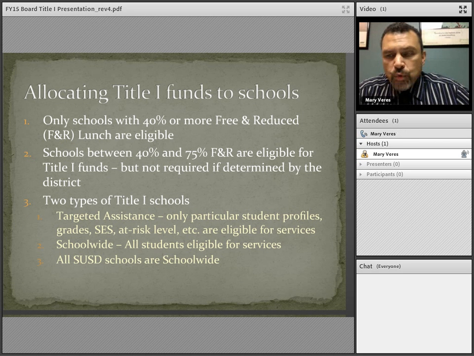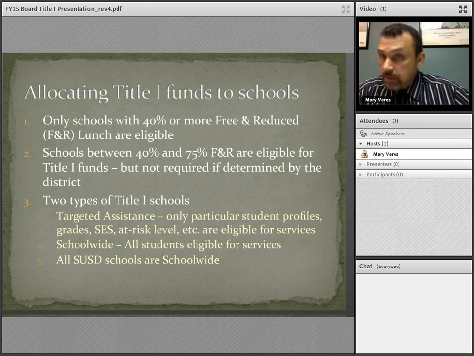So who gets the money? Well, Title I funds go to schools that have at least a 40% free and reduced lunch school-wide. Now, all of our schools are over 70%, but it cannot go to schools that have less than 40% free and reduced. On top of that, schools that are between 40 and 75%, of which Sunnyside has some, are eligible but are not required to receive the funding if that's determined by the district.